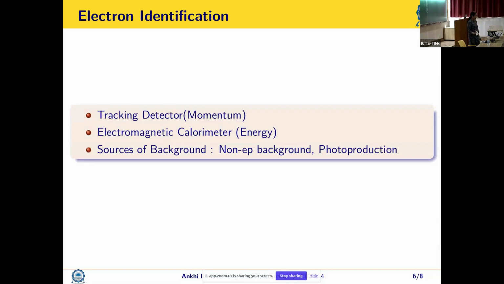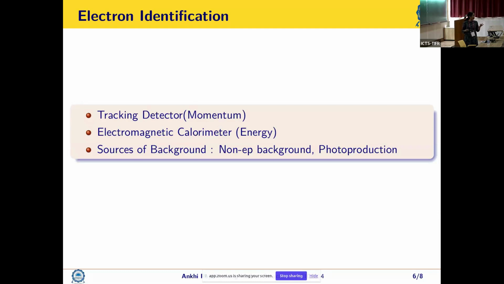Now, I will not focus on any experiment. Since we will be using the energy and the scattering angle theta of the final state electron, we are considering electron identification, mainly. If you want to measure the momentum, you should have a tracking detector that will give you the px, py, pz. And if you want to measure the energy, you need a calorimeter. A calorimeter is very good for measuring the energy of an electron, positron, and also a photon.